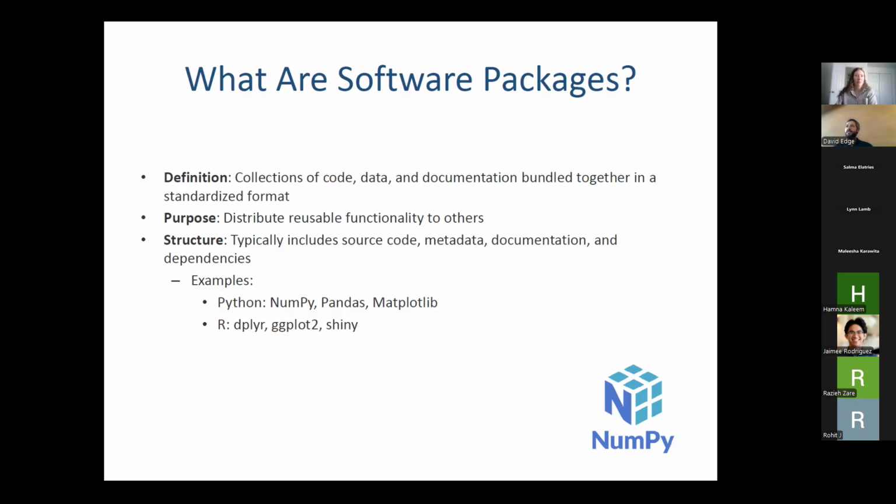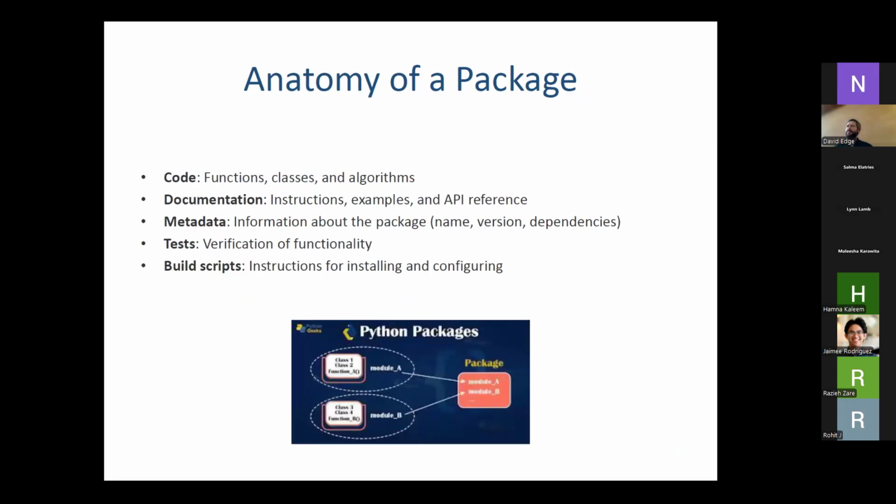The general purpose is to distribute reproducible or reusable functionality to others. And the structure is source code, metadata, documentation, and dependencies. Some examples of this: NumPy, the logo down here in the bottom corner, is a familiar Python package, as are pandas and matplotlib. And for R folks, dplyr, ggplot2, and Shiny are some common examples.